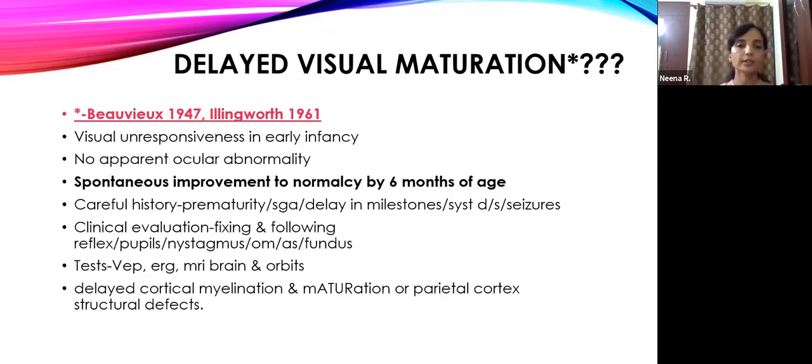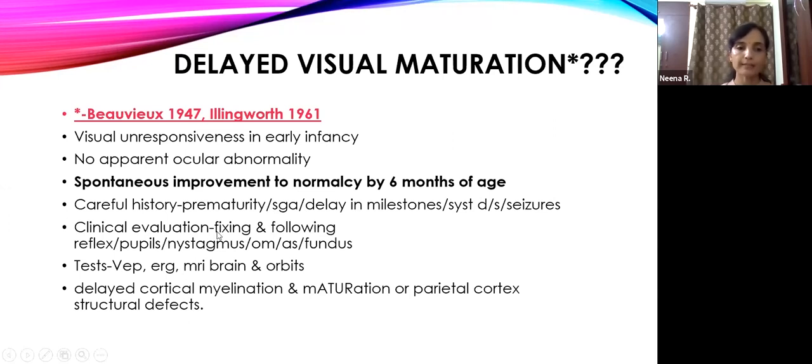Another condition is called delayed visual maturation. So what is delayed visual maturation? This just means that there is a delay in visual maturation, and the children may be unresponsive in early infancy. There is a delay in visual milestones with no apparent ocular abnormality, but they spontaneously improve to normalcy by 6 months of age. So often if you take a history, you will get some history of prematurity or some seizures or systemic diseases or any precipitating factor in the antenatal period.